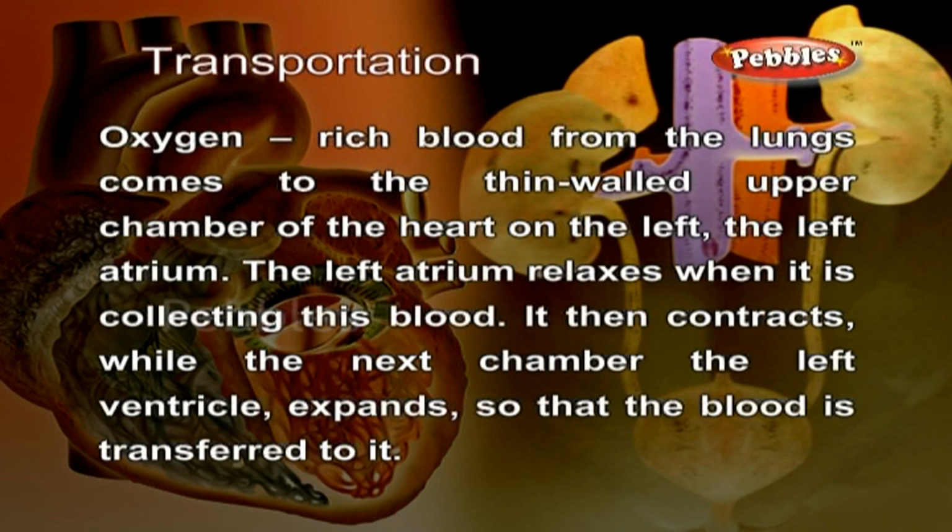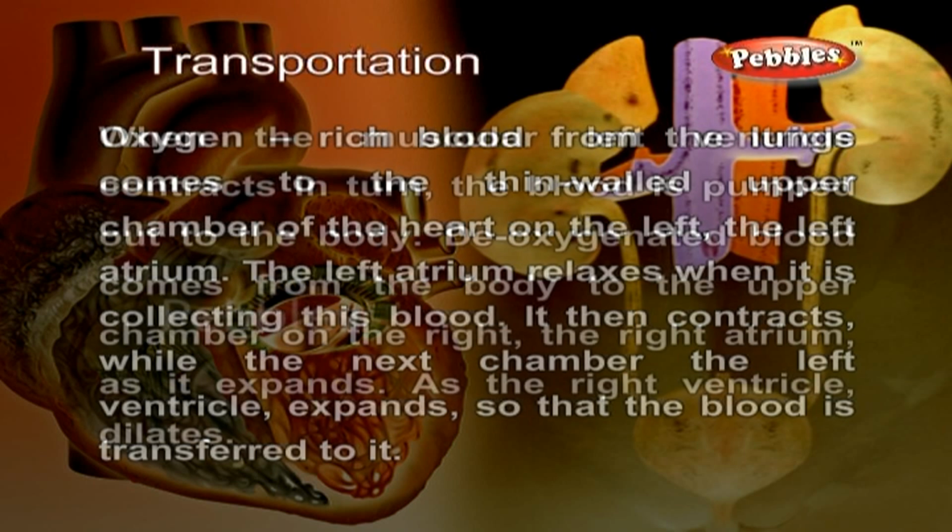Oxygen-rich blood from the lungs comes to the thin-walled upper chamber of the heart, the left atrium. The left atrium relaxes when it is collecting this blood. It then contracts while the next chamber, the left ventricle, expands so that the blood is transferred to it.